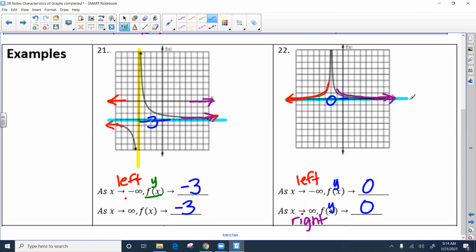When there's an asymptote, usually both ends approach the same asymptote. So as x approaches -infinity, f of x approaches 0. And as x approaches infinity, f of x approaches 0. This just means the left end gets closer to 0 and the right end gets closer to 0. Okay, let's look at two more, I think is what we have on our paper.